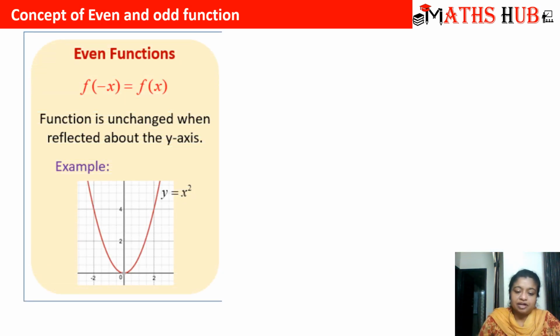So what is an even function? An even function is a function in which when you replace x with minus x, you get back the same function. That means for any function to be even, f of minus x should always be equal to f of x, right? Graphically, it means the function is reflected about the y-axis. If the function remains unchanged when reflected about the y-axis, then that function is an even function. We can also say that the function is symmetrical about the y-axis, right?